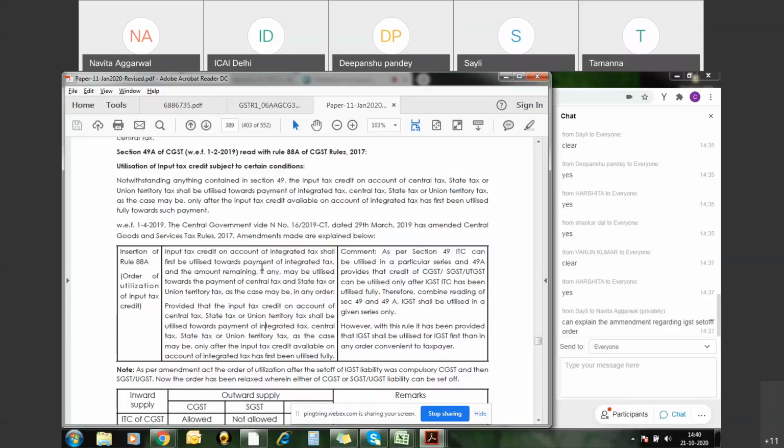Can explain the amendment regarding IGST set off order. Sorry Sahili, I could not get it, who can explain? I am explaining the new set of rules. What exactly is your query?